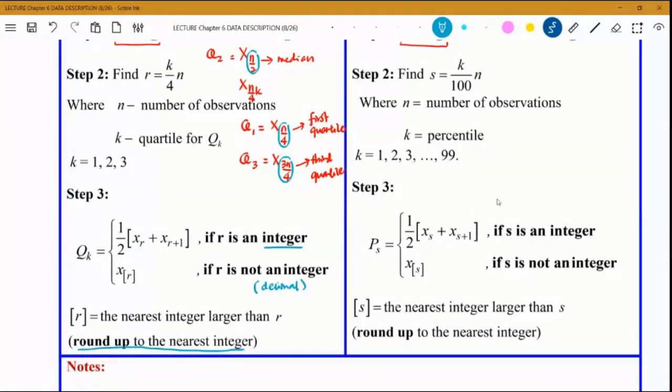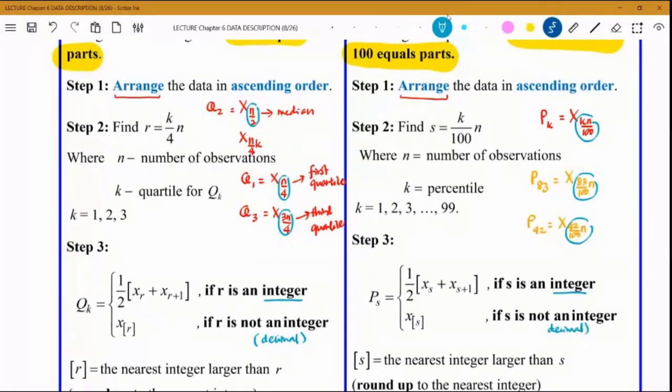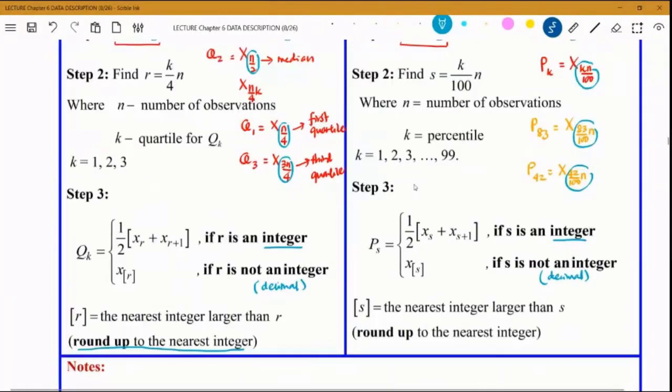For percentile, the same pattern, let's say we want to find PK. K represents your percentile. So observation, K times N divided by 100. So let's say you want to find percentile 83. It will be observation 83 divided by 100 times N. If we want to find percentile 42, observation 42 divided by 100 times N. So if you get an integer, we will add the next observation divided by 2. If we get a decimal, we will round up to the nearest integer. Round up means we raise it up by one straight away.